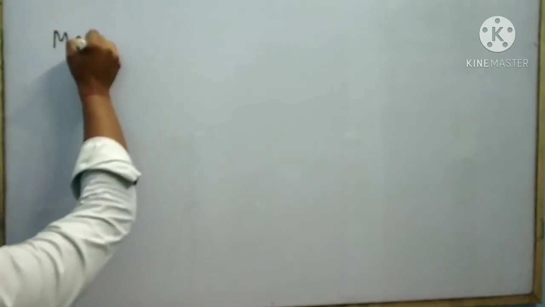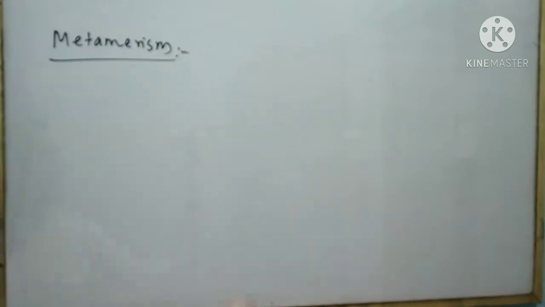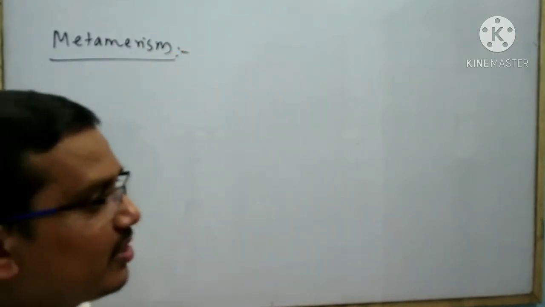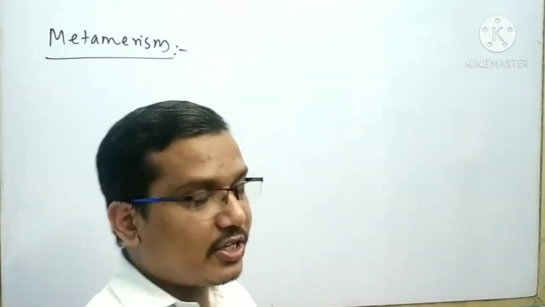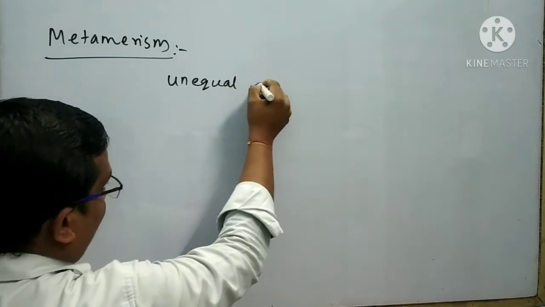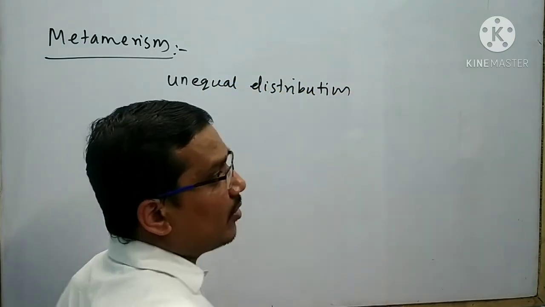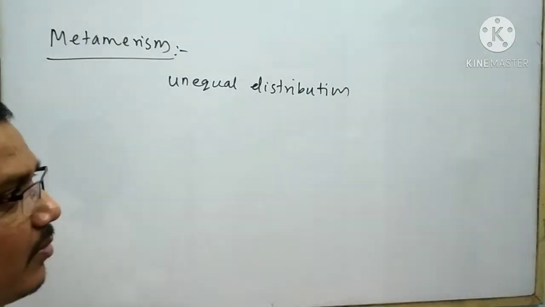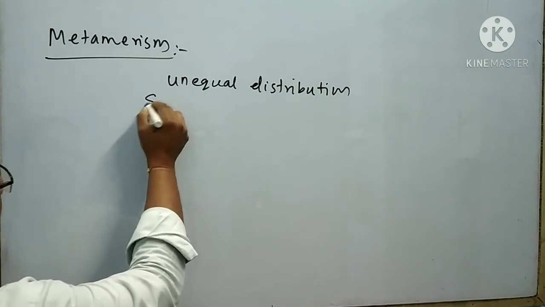Next I want to explain metamerism. What is metamerism? The isomerism that arises due to the unequal distribution of carbon atoms on either side of the same functional group.